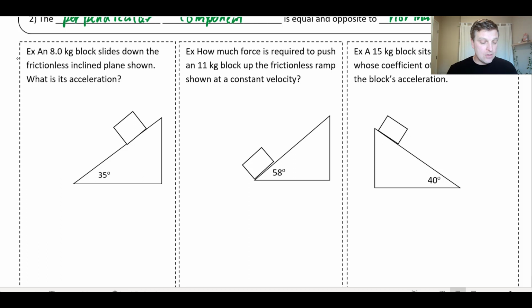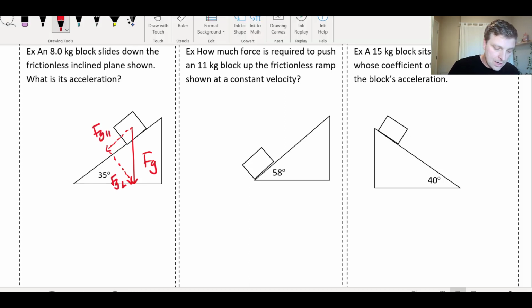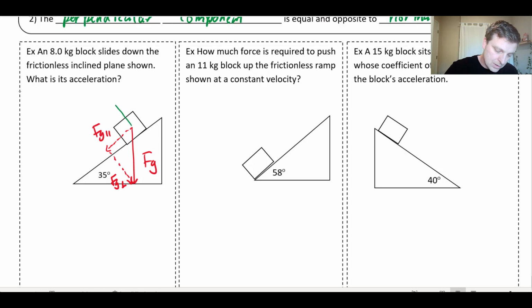So I've got an 8 kilogram block sliding down a frictionless inclined plane. What is its acceleration? And you see there it's got an angle of 35 degrees. So if I draw my forces, there's the force of gravity, and I go parallel component and then perpendicular component. So FG parallel, FG perpendicular, and then I do need to include my normal force, which would be this way. I'm going to try and draw that so that it's approximately equal to that component of gravity. And based on what I was just saying before, I know that this angle here is 35 degrees, and that's a little right angle triangle.